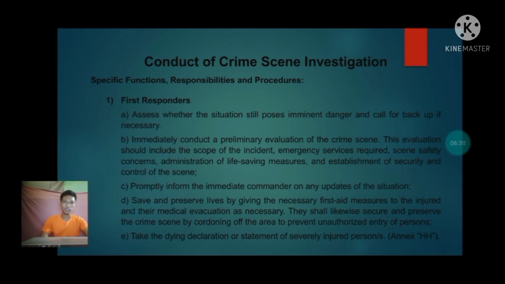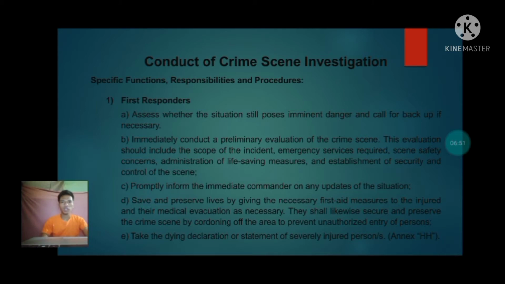Letter B. Immediately conduct a preliminary evaluation of the crime scene. This evaluation should include the scope of the incident, emergency services required, scene safety concern, administration of life-saving measures, and establishment of security and control of the scene. C is promptly inform the immediate commander on any updates of the situation.